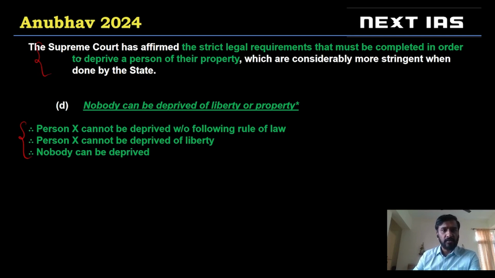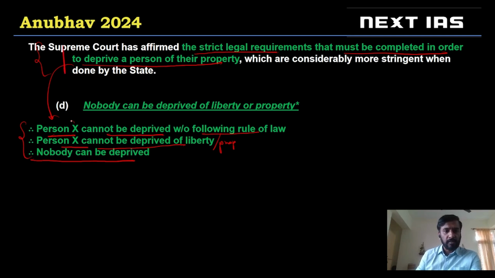Based on the last sentence of the passage, the strict legal requirements that must be completed in order to deprive a person of their property. So person X cannot be deprived without following the rule of law. Therefore, person X cannot be deprived of liberty or property, right? Therefore, nobody can be deprived. So we can say based on this that if rule of law is not followed, this applies. So person X cannot be deprived of liberty or property, and therefore nobody can be deprived. No such person can be deprived.